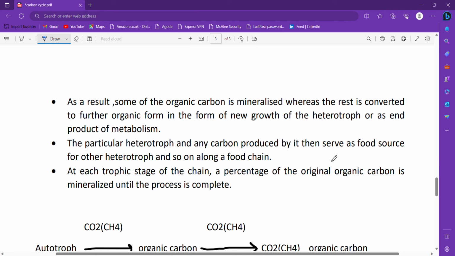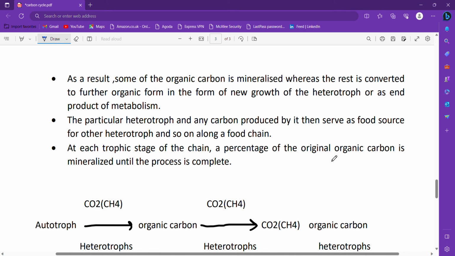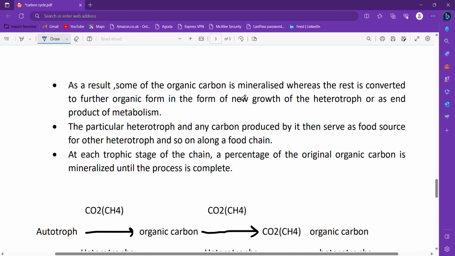As a result, some of the organic carbon is mineralized, whereas the rest is converted to a further organic form, for new growth of the heterotroph or as an end product of metabolism. We all know carbon dioxide is released as an end product of metabolism, I mean most of the metabolism in aerobic processes. The particular heterotroph and any carbon produced by it then serve as a food source for other heterotrophs and so on along a food chain. And at each trophic stage of the chain, a percentage of the original carbon is mineralized until the process is complete.